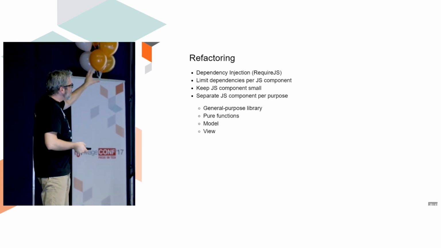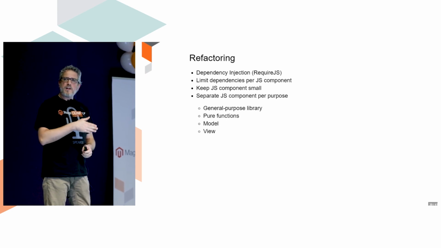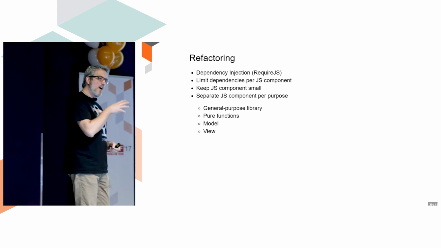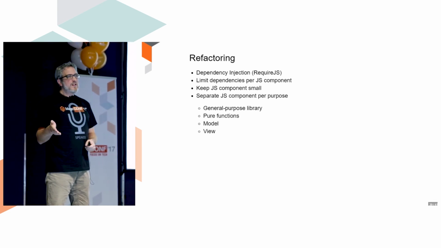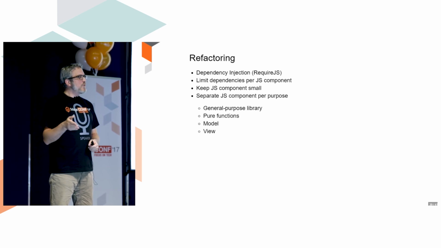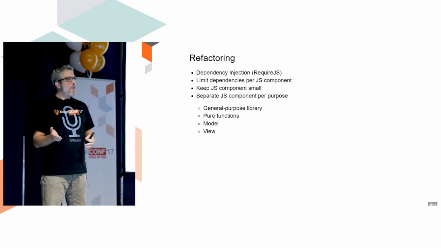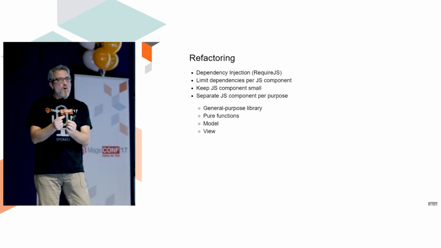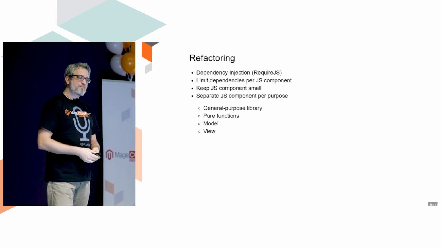Meaning that we also need smaller components to get there, and the purpose of the library would also dictate what kind of tool you would use to run the test with. A general purpose library shouldn't depend on require.js. A pure function shouldn't depend on require.js. A model and a view may be related to knockout, but make sure that there's no overlapping functionality between the model or the view and something else.